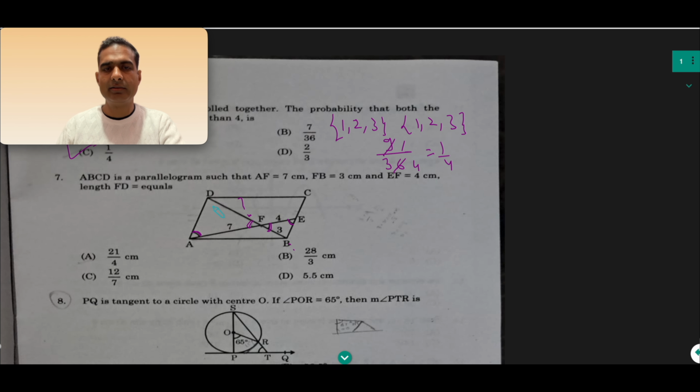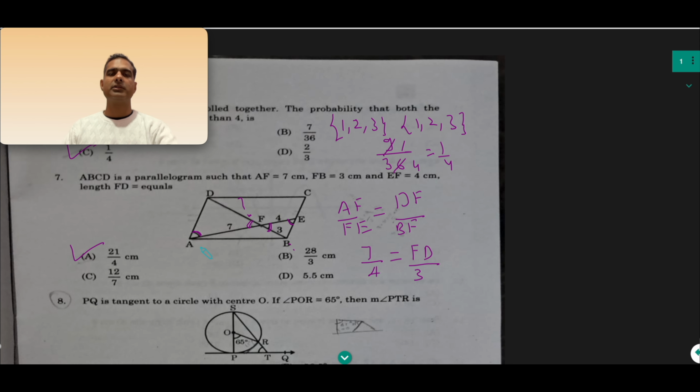So we can say that side opposite to angle D in this triangle is AF, and D is equal to B. So side opposite to B is FE in the other triangle, will be equal to side opposite to angle A, which is DF or FD, and A is equal to E, side opposite to E is FB, BF. So from here we can say AF, that is 7, over FE, that is 4, will be equal to DF, that we have to find out, let me write it FD, and BF, it is 3. So from here we can say that FD is 21/4. So option A will be your answer.